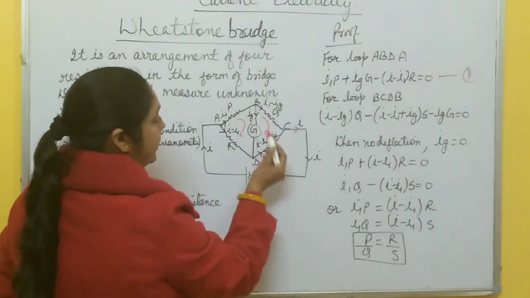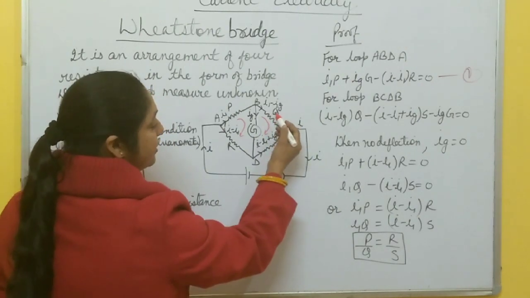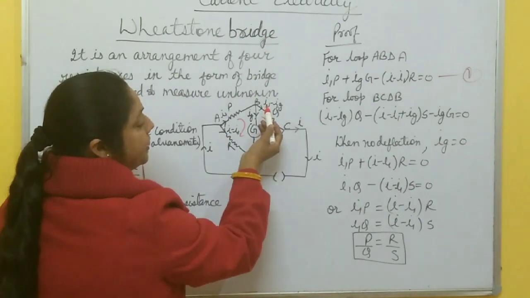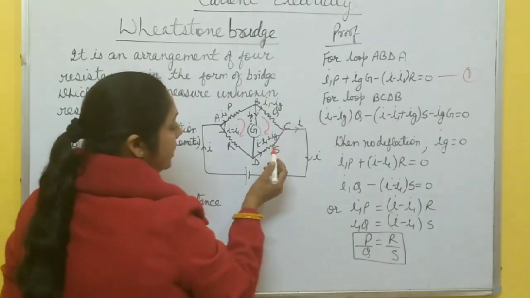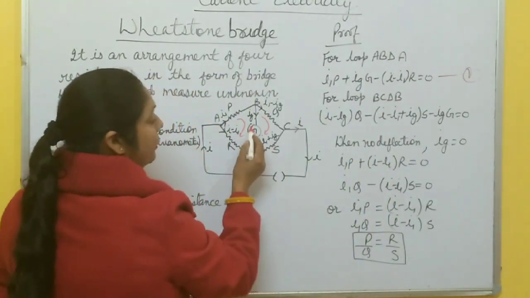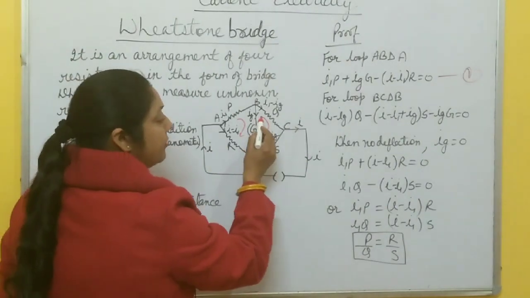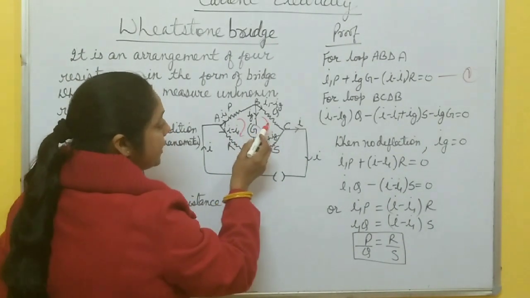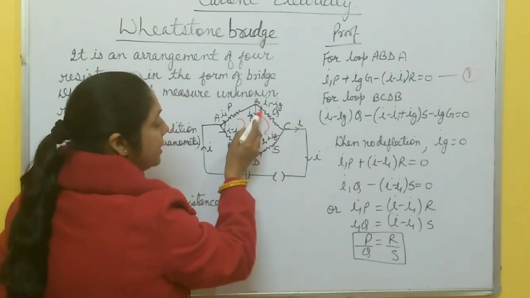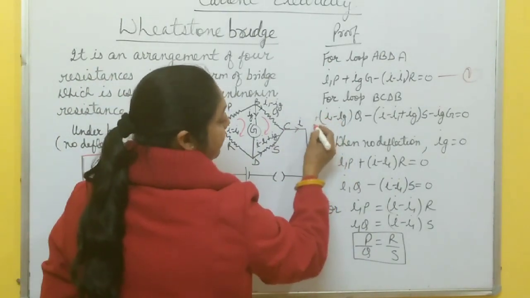Similarly, for the second loop, B, C, D, B. Here there are again 3 resistors, Q, S and G. Along Q, how much current is flowing? I1 minus Ig. Along S, I minus I1 plus Ig. And along G, Ig current. Now you have to put signs. So here again I have assumed the anti-clockwise direction, and this current I1 minus Ig through this resistor Q is in the same direction as the assumed. So I have taken it as positive, right?